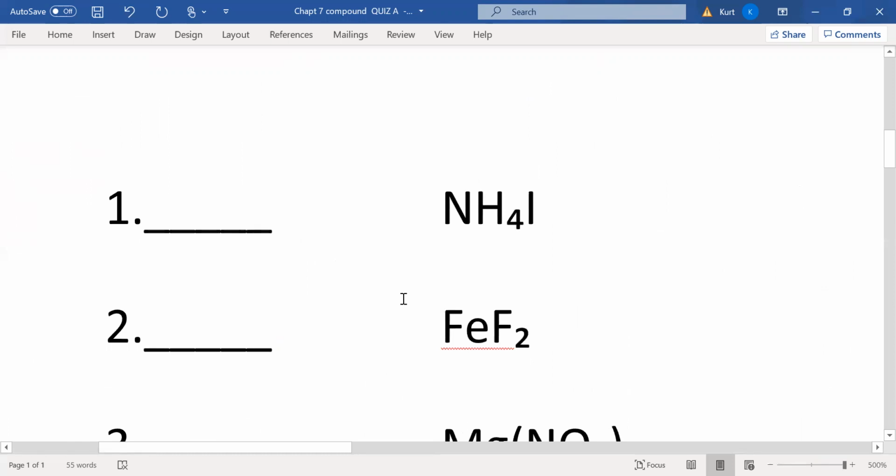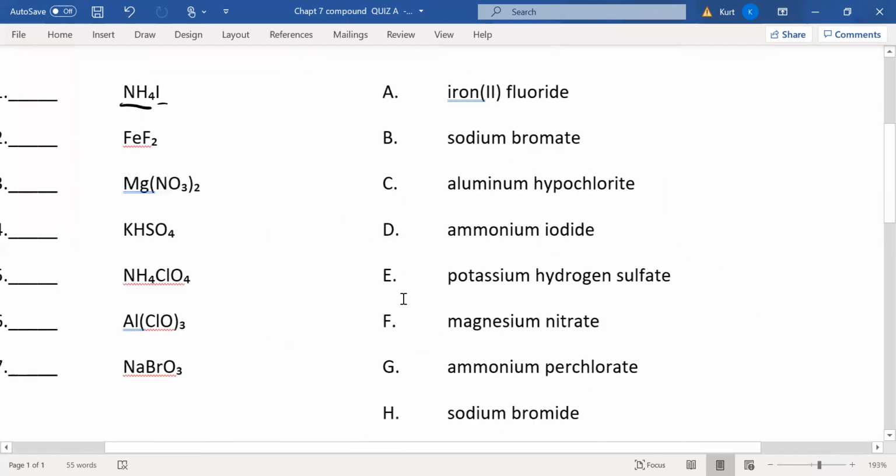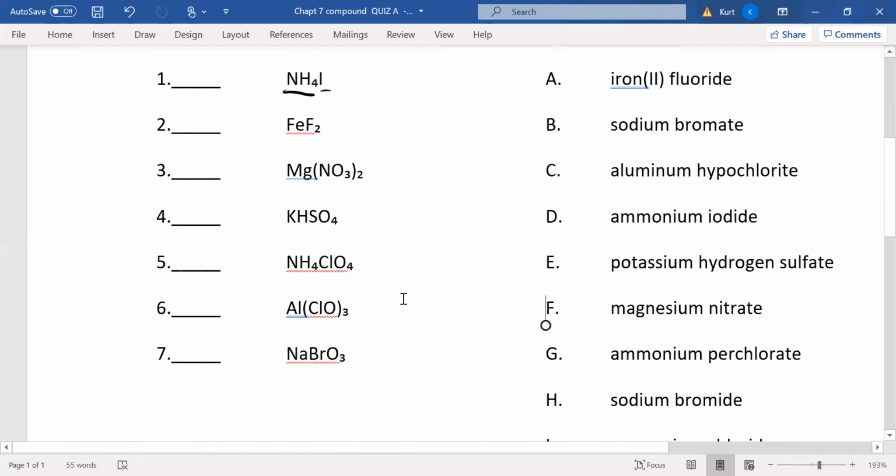What is NH4? Ammonium. What is I? Iodide. Ammonium iodide. That looks like that would be D. One is D.